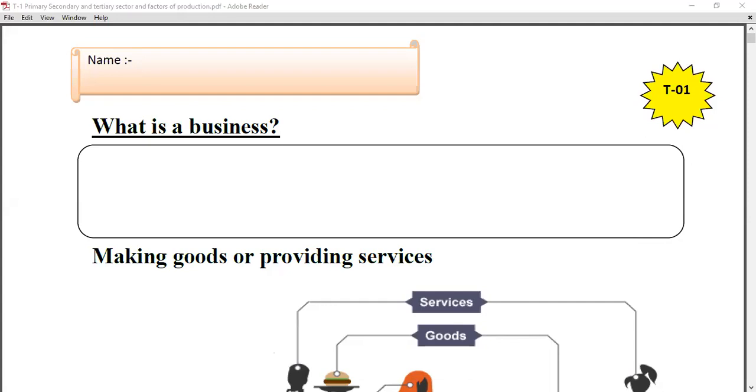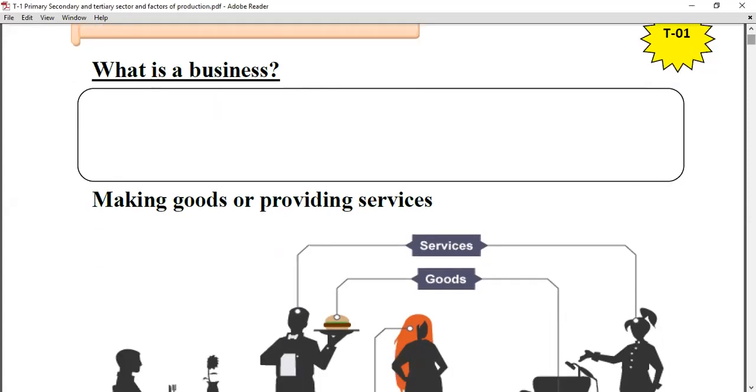He employed his own brother and then he was providing some services. So you can write down the definition there. Business is anything that can satisfy human needs and wants by providing a good or service. Yes, you can say also an organization that will provide goods and services.